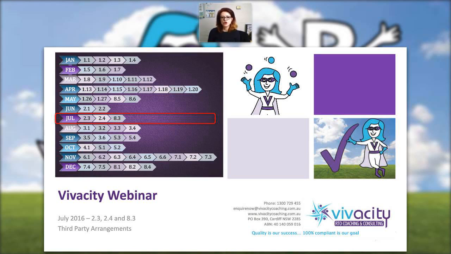Today we'll be reviewing standards 2.3, 2.4 and 8.3, which is all about third-party arrangements and how you ensure that you comply with the requirements of the legislation with managing your third parties. Third parties can be the highest risk for some RTOs, and this really depends on your written agreements and what policies and procedures you have in place to monitor those third-party arrangements. So today we'll be focusing on those two areas, the written agreement and the policies and procedures on how you would manage your third-party arrangements.